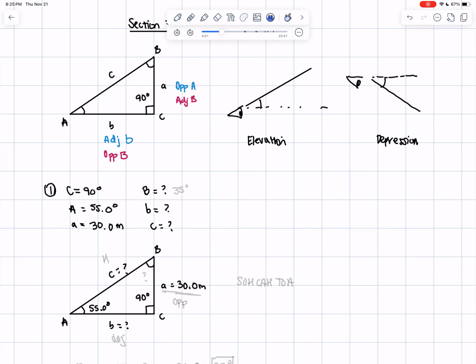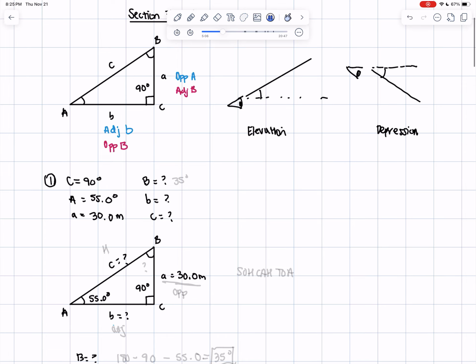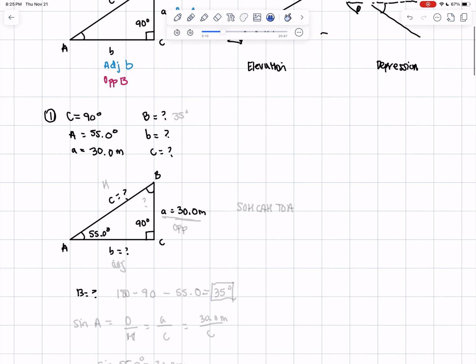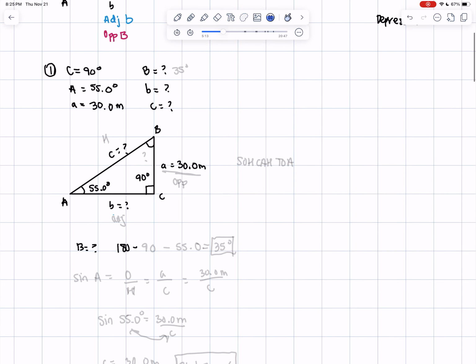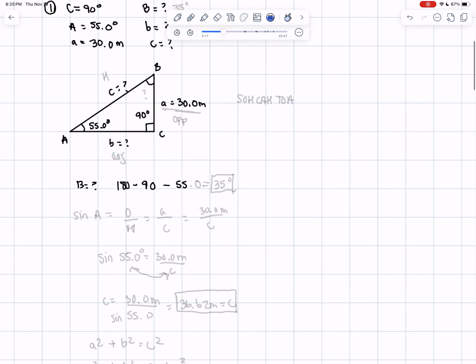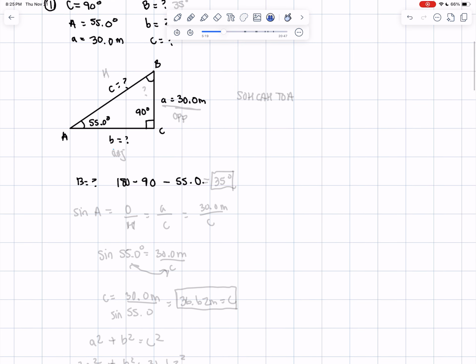If I want to find angle B, actually that would probably be the easiest thing to start with because I have two of my angles already. So if you have two angles, you can actually just solve for angle B right away. So I'm going to first start with my B. And how we do that is in a triangle, all three angles will equal 180. So it'll be 180 minus 90 minus 55.0, which is just 55.